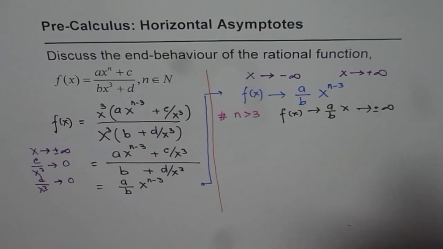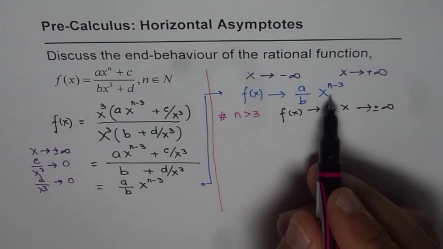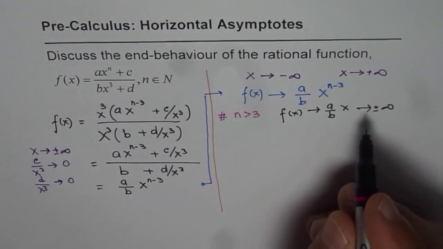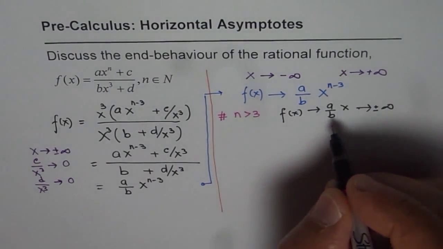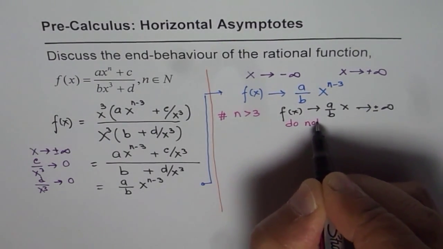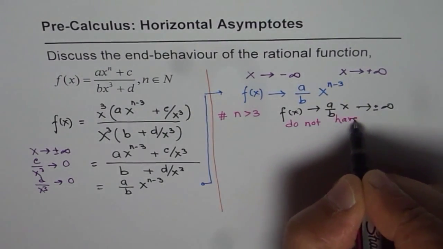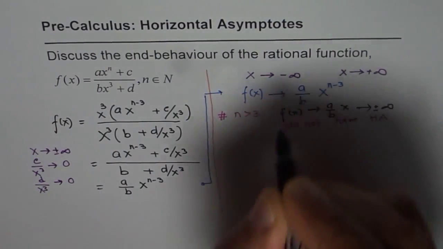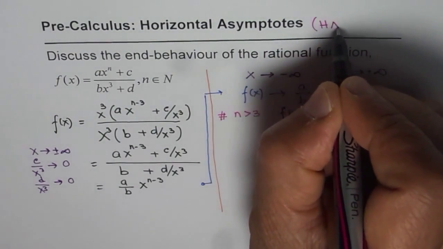Okay, so that is one condition. Since it is not approaching a fixed value, we do not have any horizontal asymptote. So let me write horizontal asymptote as HA.